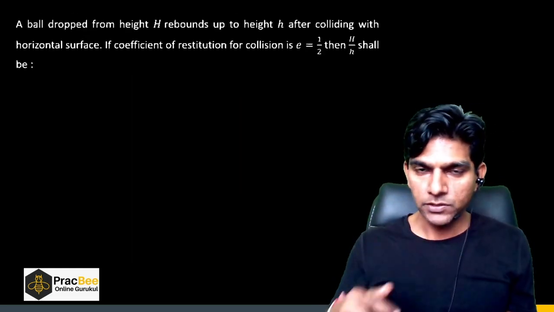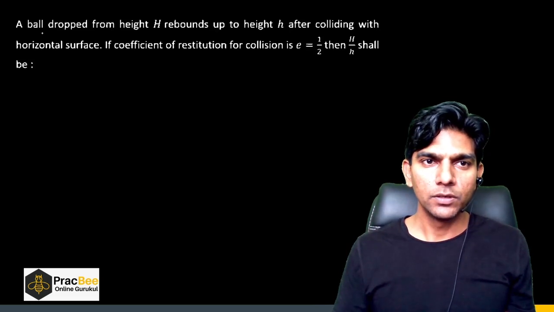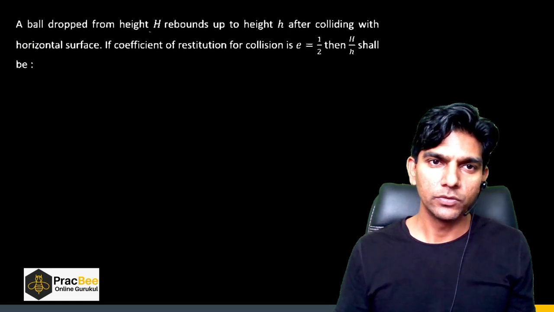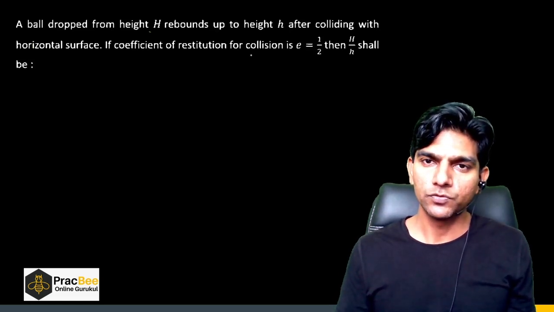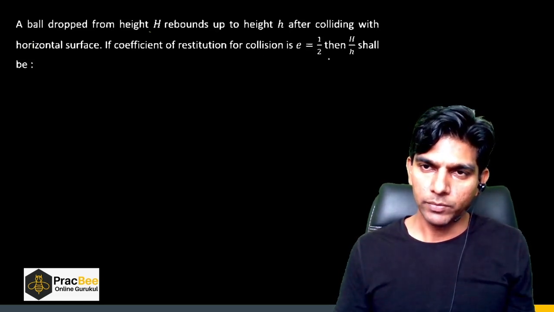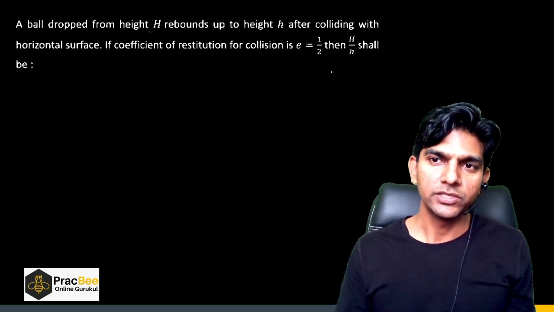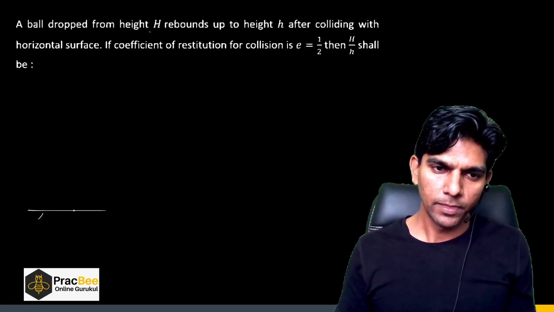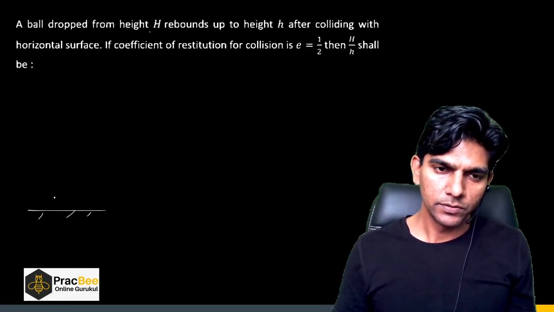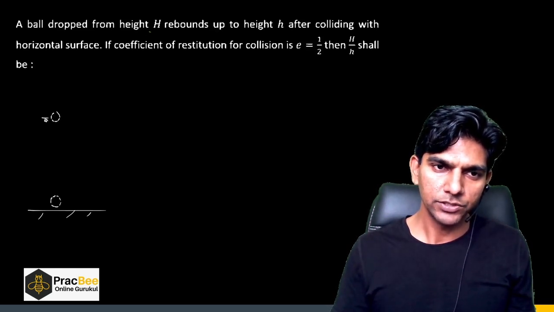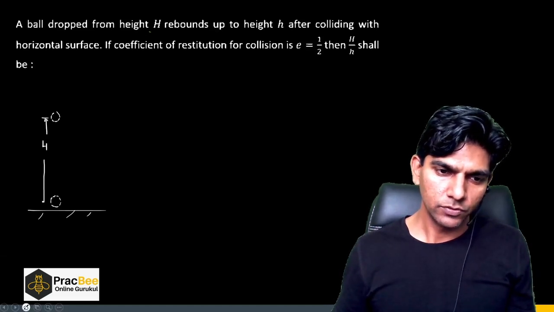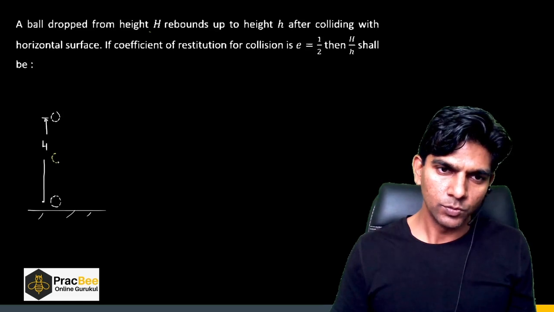Now this next question is from collision. So a ball dropped from the height H rebounds up to a height h after colliding with the horizontal surface. If the coefficient of restitution for the collision is 1 by 2, then what is the ratio of H and small h? Okay, so what is happening here? So this is the ground, and there is a ball, and so we have released a ball from a height capital H, and after collision the ball rises to a height small h, right?